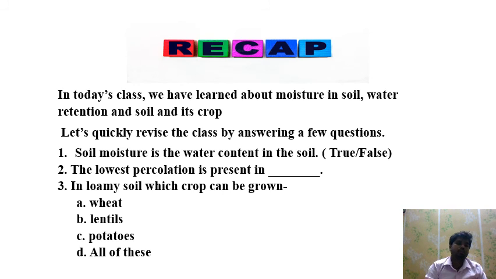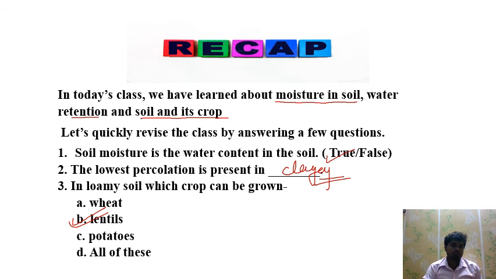Now we are going to recapitulate the things we have learned. We have learned about moisture in the soil, water retention, and soil and its crops. So soil moisture is the water content in the soil. The lowest percolation is present in the clay soil. In the loamy soil, which crop can be grown? In the loamy soil, we can basically grow lentils.